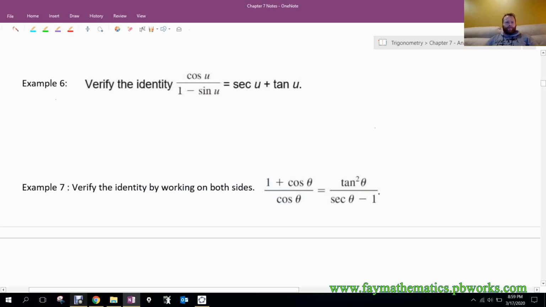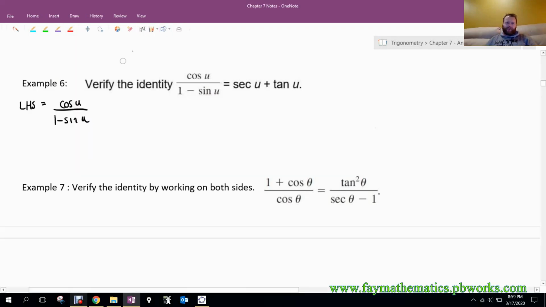So we're going to example 6 here. I'm going to go with the left-hand side. I believe that's the most complex. It's cosine u over 1 minus sine u. There's probably a couple different things you can do here.